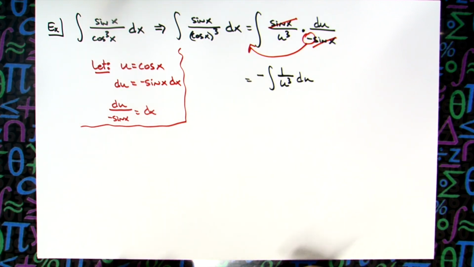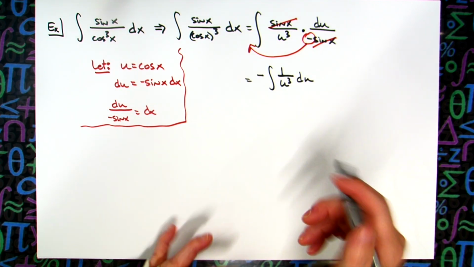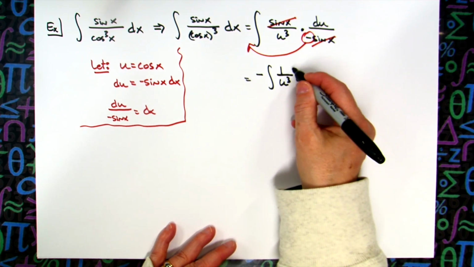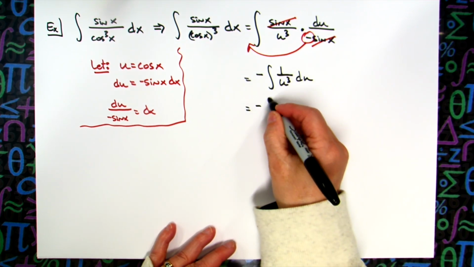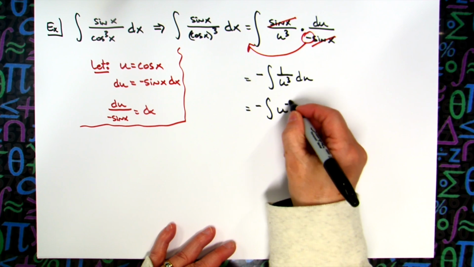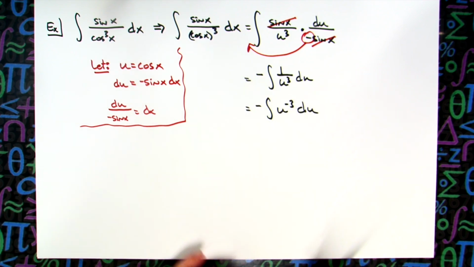Okay, we can't integrate it like that. We need to get something raised to a power, so I'm going to use laws of exponents. I'm going to move that up. Negative integral u to the negative 3 du. Now I'm actually to the place where I can integrate. Now's when the integral sign goes away.